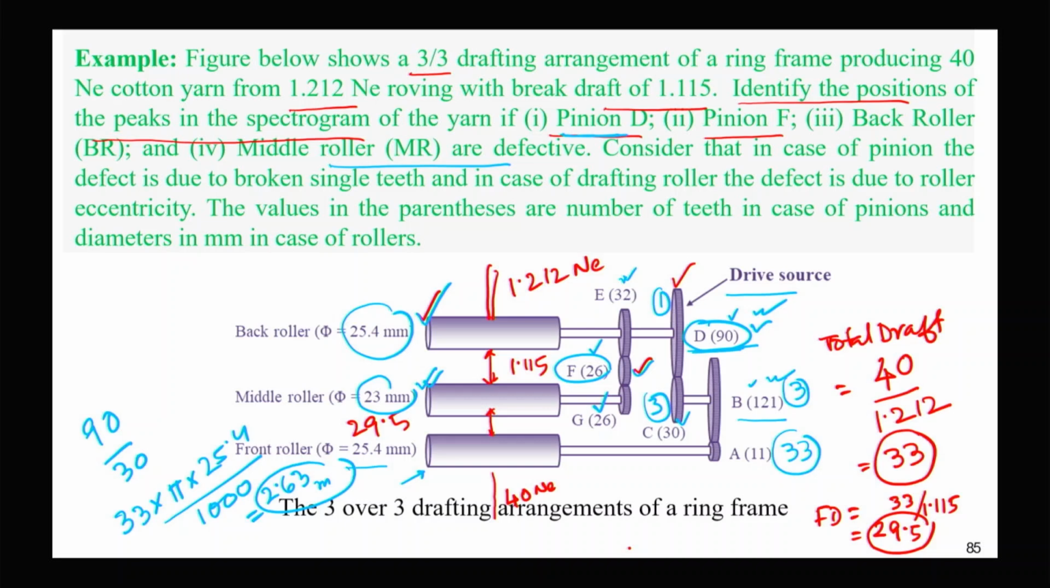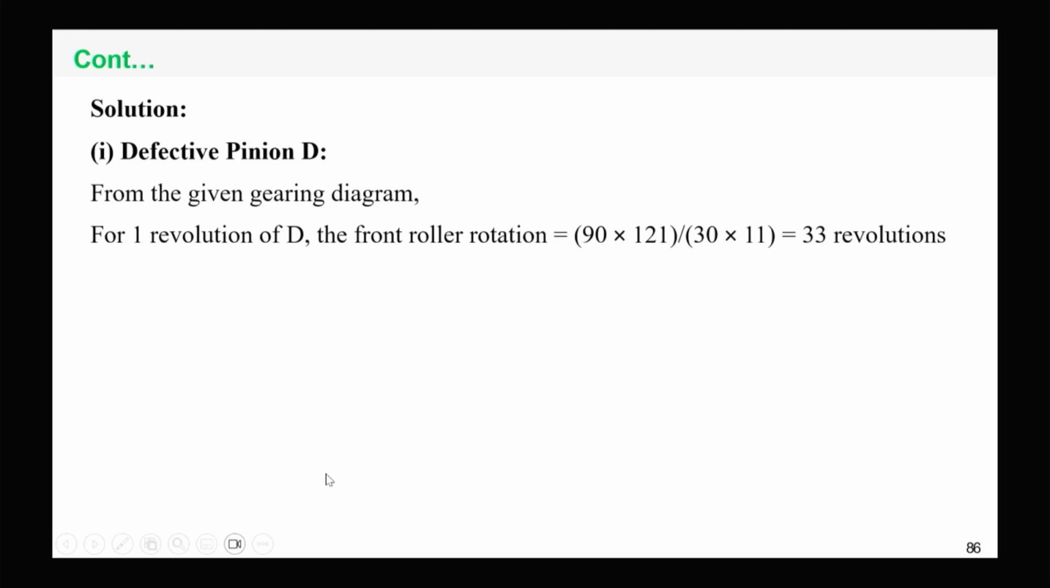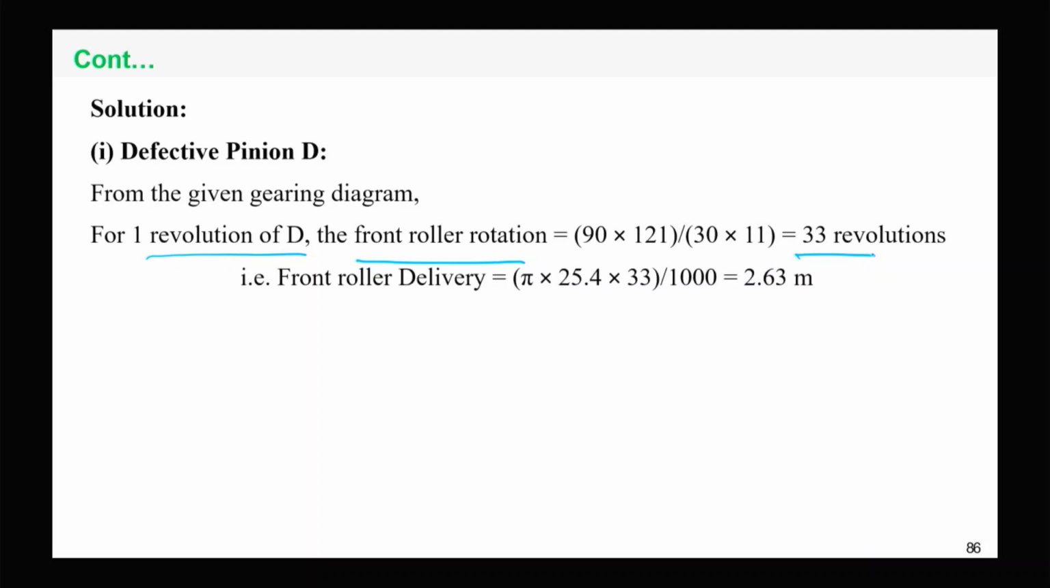So in this way we can proceed. You can see here, from the given gearing diagram, for one revolution of D, the front roller will rotate 33 revolutions, and the front roller delivery is 2.63 meters. So the location of the periodicity will be 2.63 meter in the spectrogram.